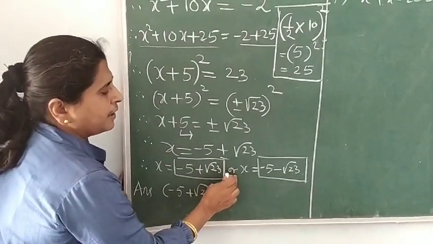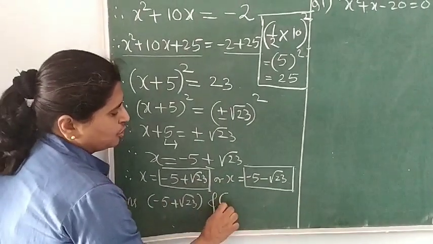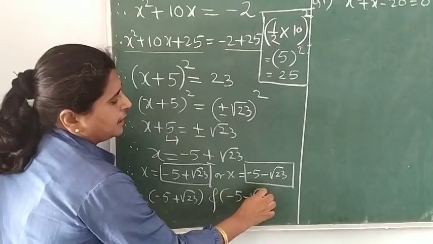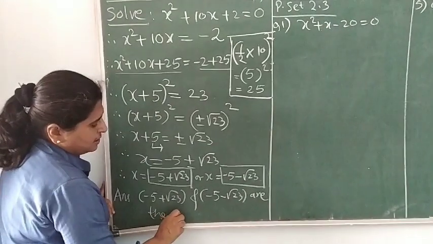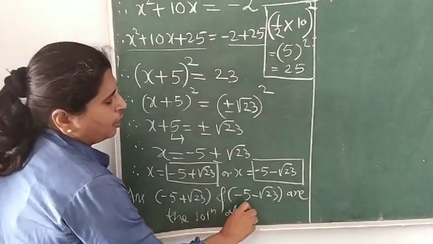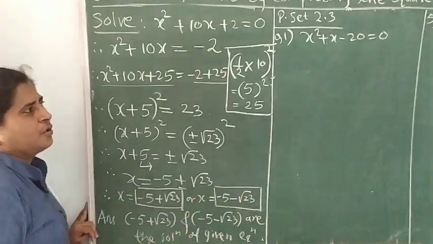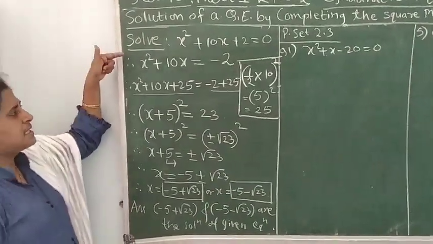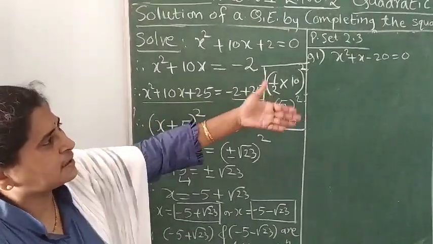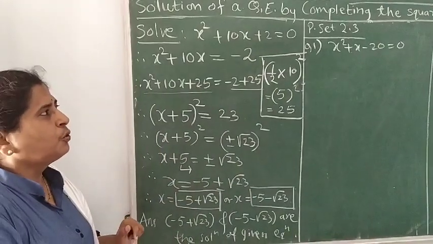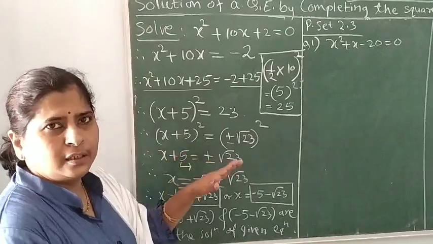Though here we are writing 'or', we should write 'and' here, because these are the two solutions. Minus 5 plus square root of 23 and minus 5 minus square root of 23 are the solutions of the given quadratic equation. So this is your answer. These steps which we have followed, we can do for the next sums also from practice set 2.3. By doing two more sums, you will understand this method in a better way.